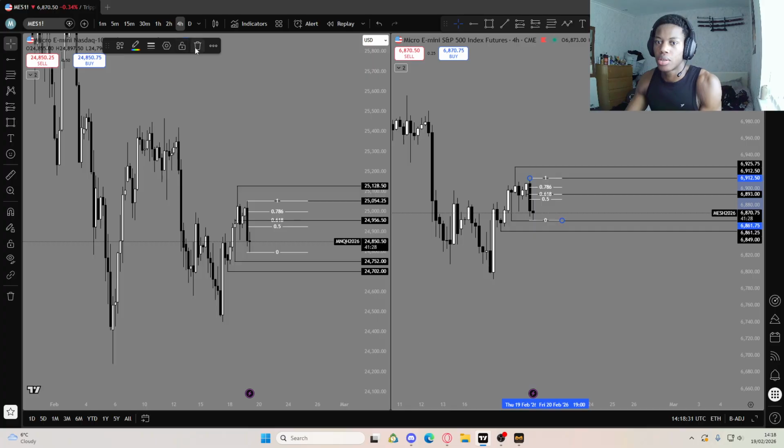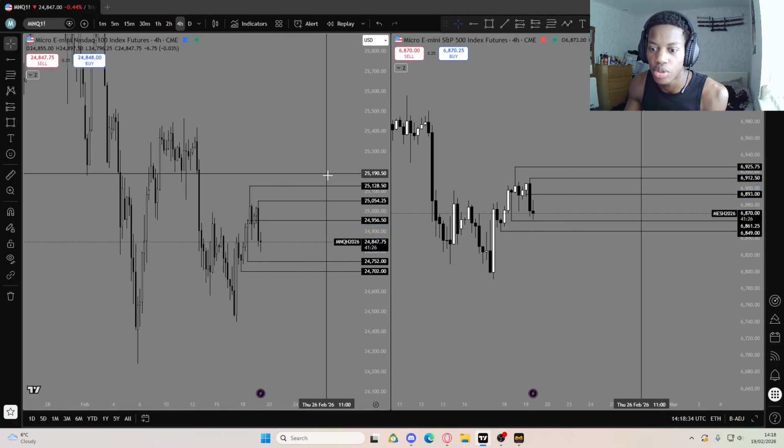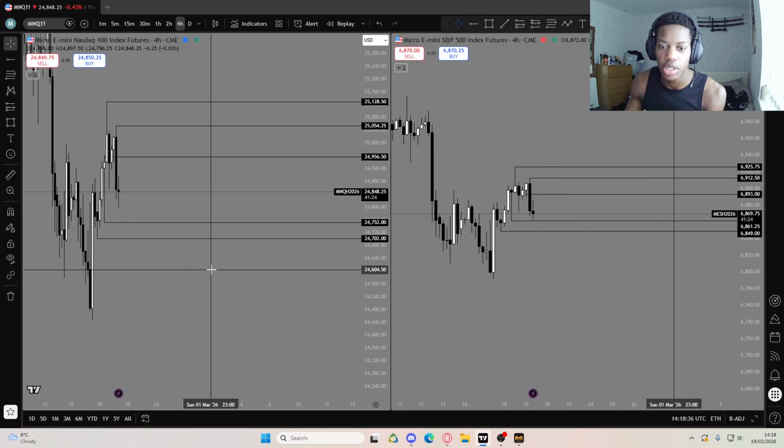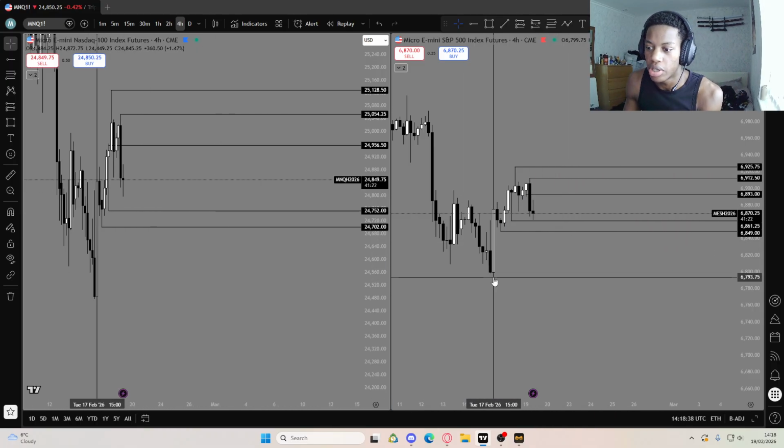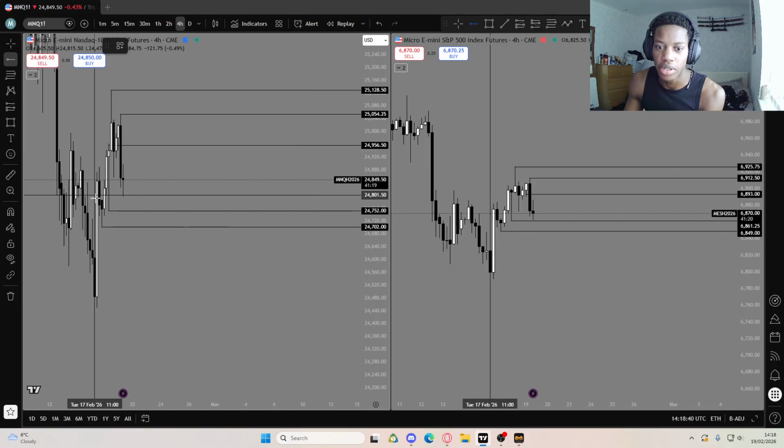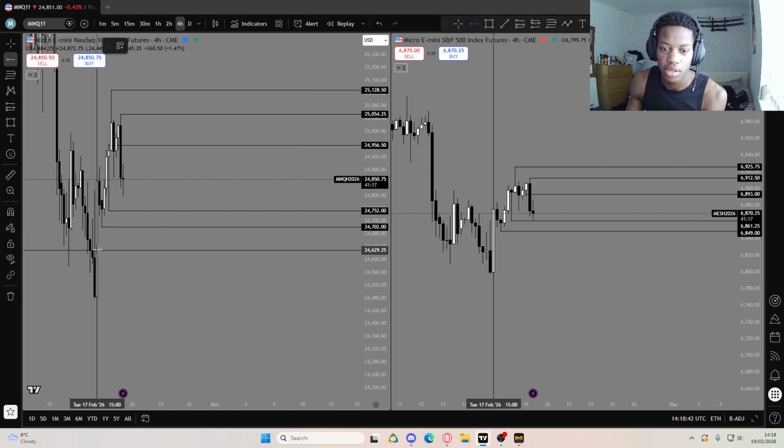So that's where I want to see us get a retrace up to before we start going down to take out these lows. I don't think we're going to get all the way down there today, but you never know. We've had candles like this, so it's very well possible.